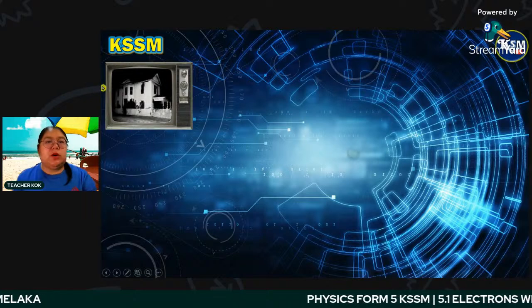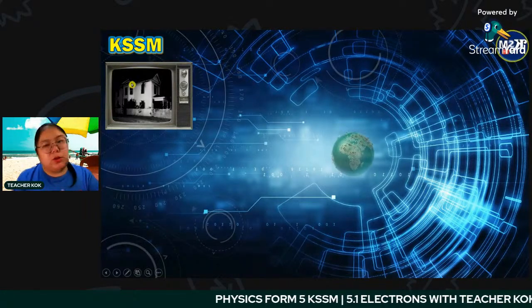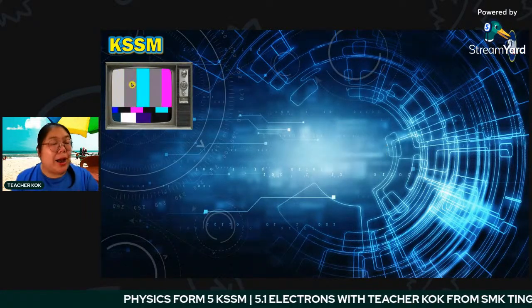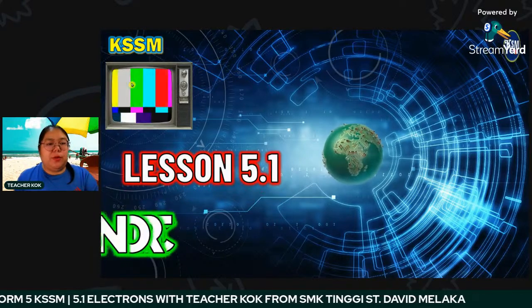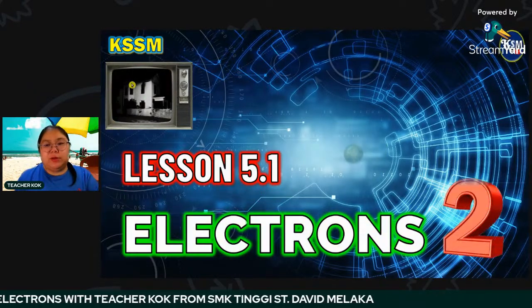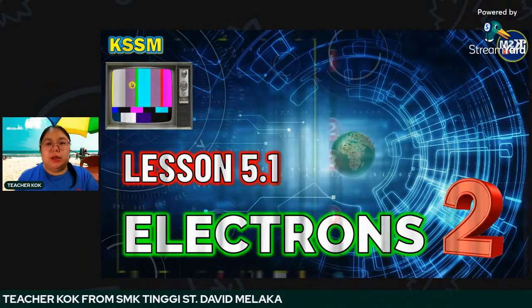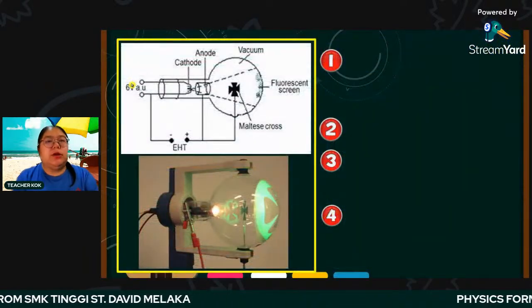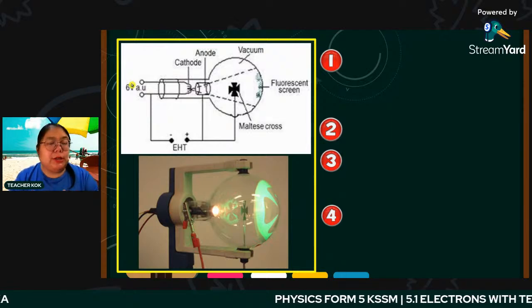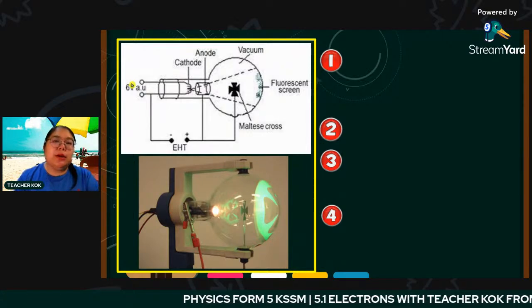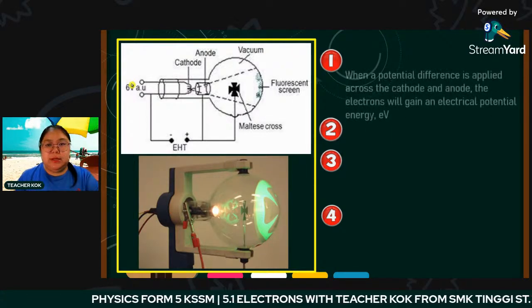Okay, so we just continue for this one, electrons. Just a short part left. Then we go and see what that is. 5.1, we still cover electrons, but this one is part 2, so we go through. Remember cathode ray again, for the thermionic emission and also the cathode ray. Now we go through to see.